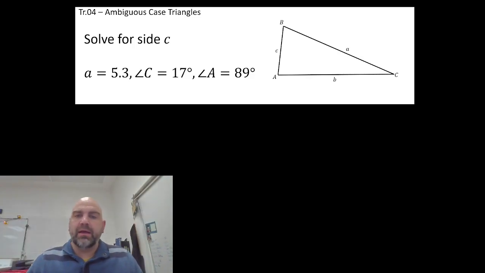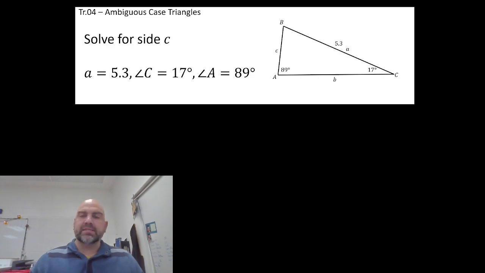We are given angle A, right there, 89 degrees. Maybe it looks a little smaller than 89, but that's okay. It's 89 degrees, not 90, so it's not a right angle triangle. Angle C, 17 degrees, so let's plug that in there. And side length A, 5.3, so let's plug that right in there.